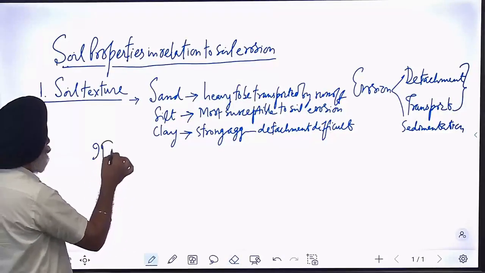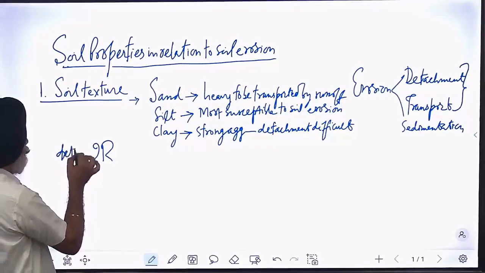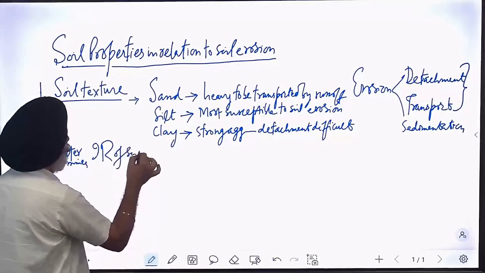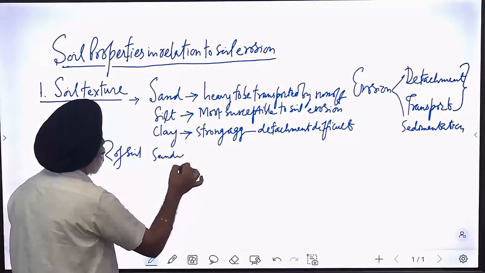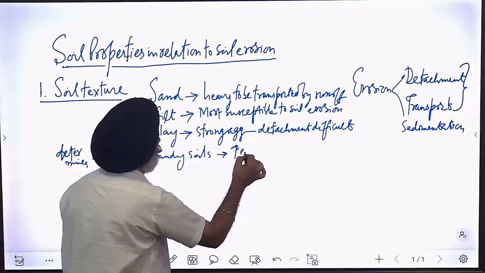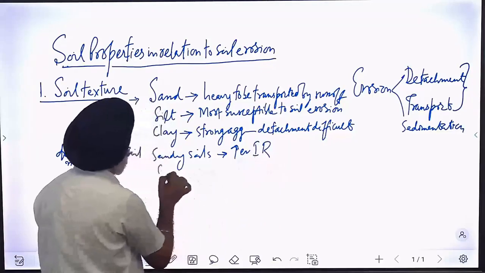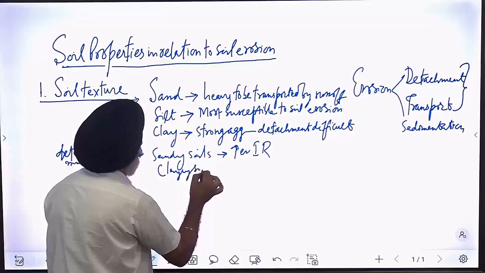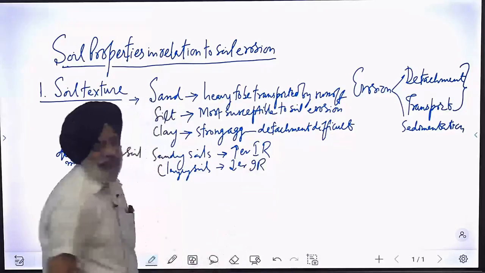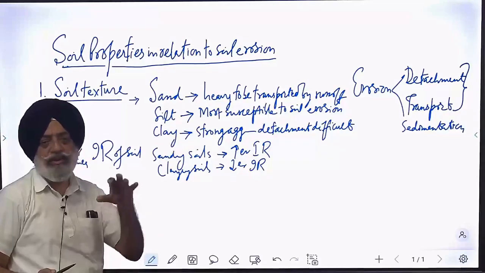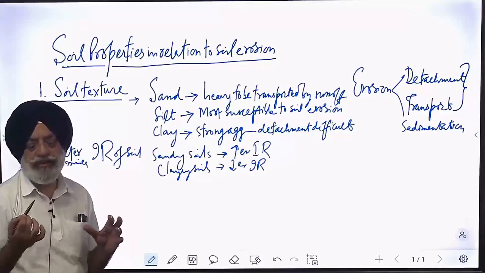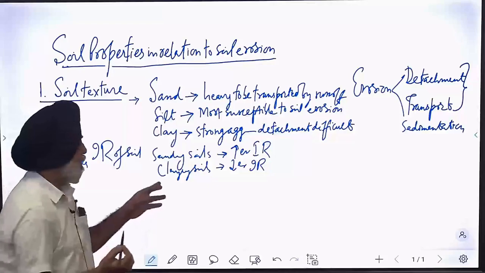Second, soil texture determines the infiltration rate of soil, because sandy soils, we have already studied in our soil physics lecture, have higher infiltration rate, and clay soils have lower infiltration rate. Though other factors are also there, like how water moves in sandy soil and in clay soil, of course the final infiltration rate of sandy soils is always higher than that of clay soils.